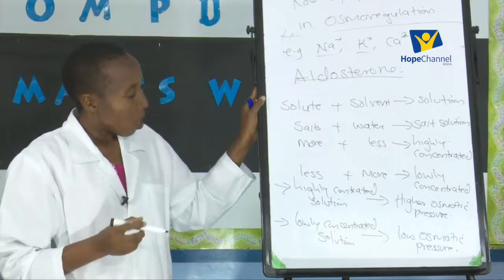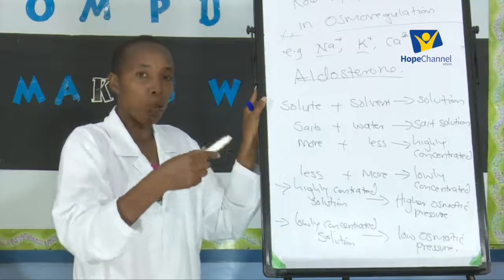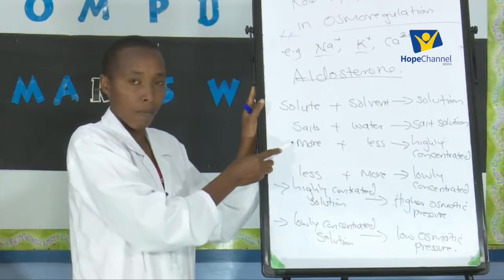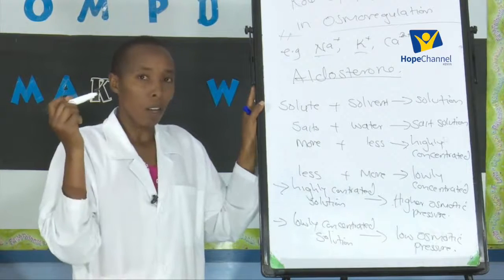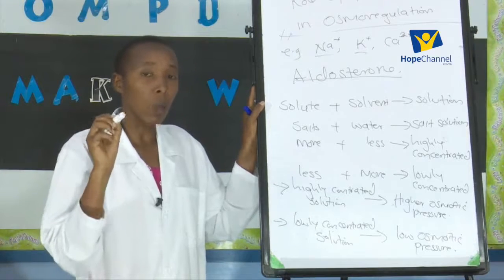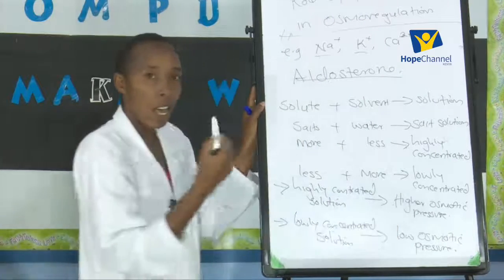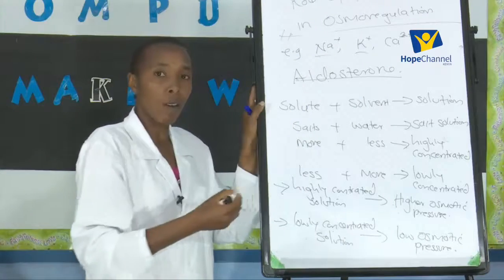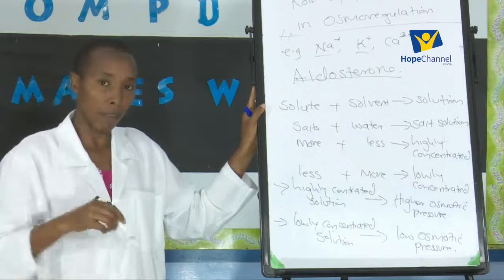Now, if within the blood you have a highly concentrated solution, like the osmotic pressure in the blood is higher, then it means you have more salts. And because you have more salts in the blood, then it means the hypothalamus will be stimulated to send an impulse to the adrenal glands to release less aldosterone. So when you have a higher osmotic pressure in the blood or in the body fluid, then you have less aldosterone. Less aldosterone means there is less reabsorption of mineral salts in the descending loop of Henle.